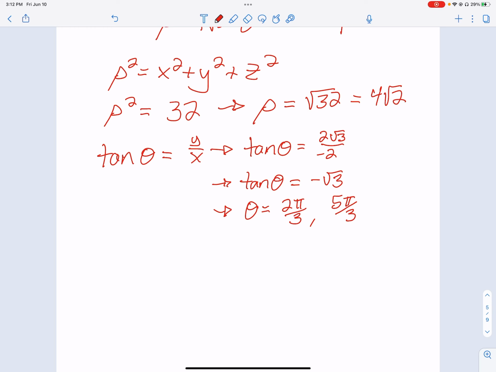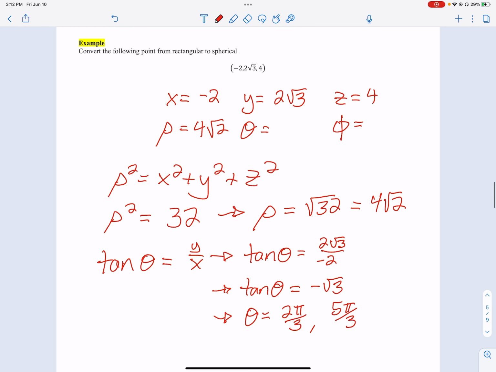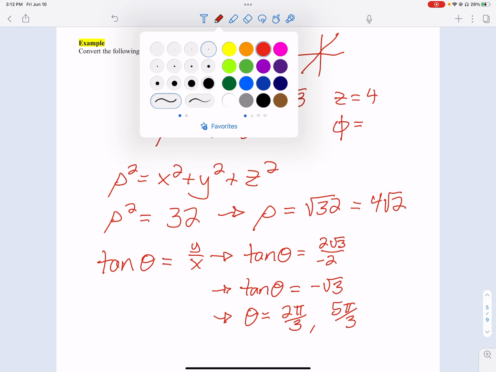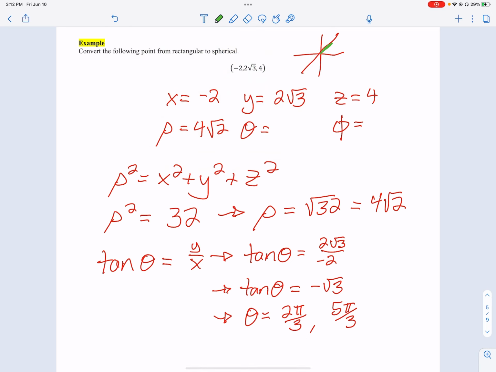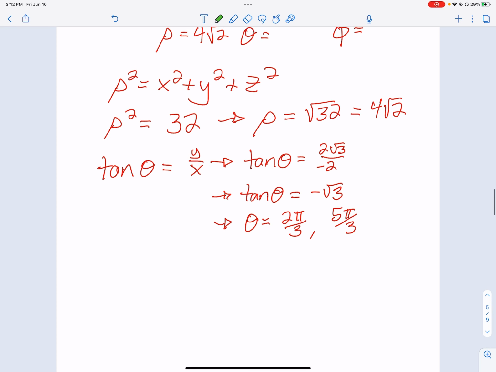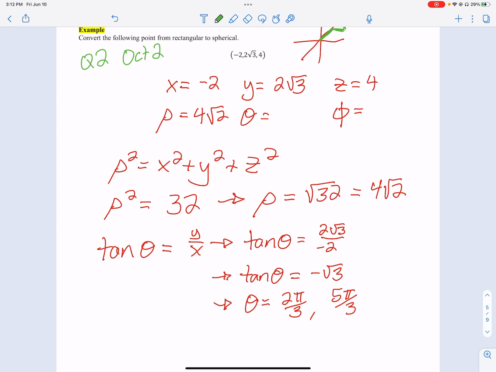We always go with the angle that's going to be where it's supposed to. This is in rectangular, so let's draw our axes. We got a negative x, a positive y, and a positive z. So that is quadrant 2, and then octant 2 as well, because it's z positive, the 4. Okay, so if it needs to be in octant 2, then it's got to be this angle. It's got to be in quadrant 2. So we're going to use that, 2 pi over 3.